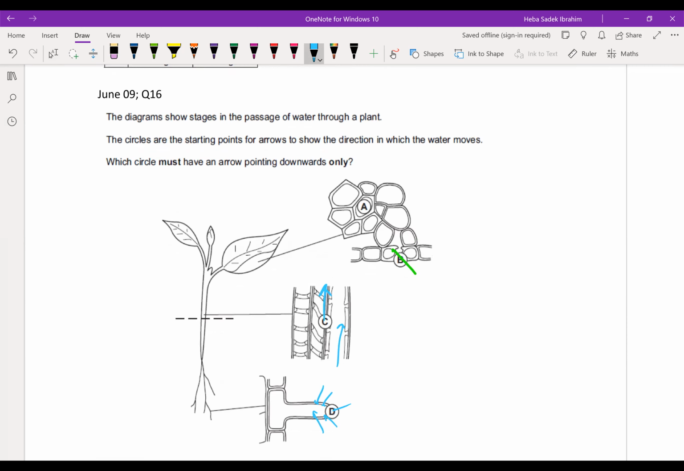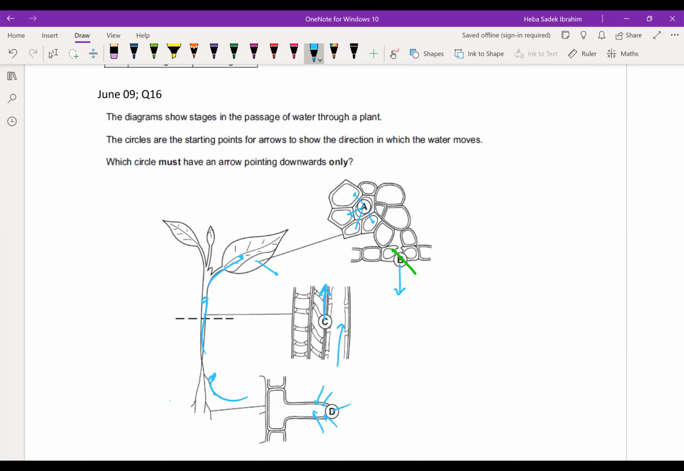طيب هنا تقولي والله المية will move in all directions. طب وبعدين هنا بقى the water is leaving out of the stomata. This is the only direction it's going to move. يبقى B is my answer. This is the only direction for the water to move out of the plant. هي it came in وطلعت وبعدين it's going to go out.